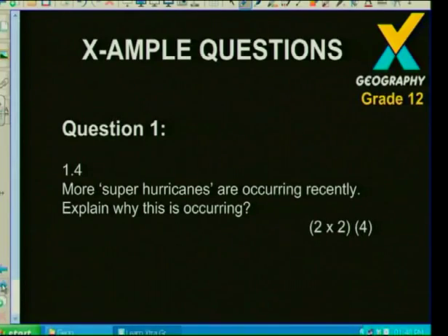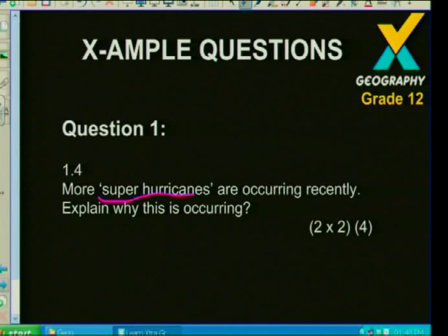More super hurricanes are occurring recently. Explain why this is occurring. Again, no real reference to the article as such, but it is also telling us that they are occurring. That is why a statement has been given here. Now, in this question, we need to look at what is the main factor that brings about tropical cyclones? And the main factor, for super hurricanes or any hurricane or tropical cyclone, whatever name we give it, is temperature.